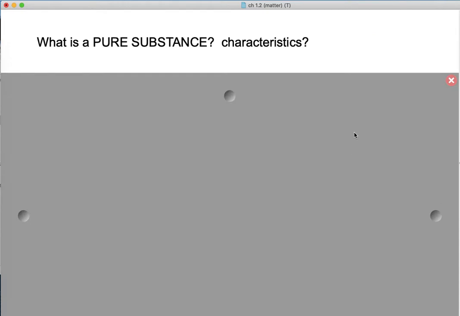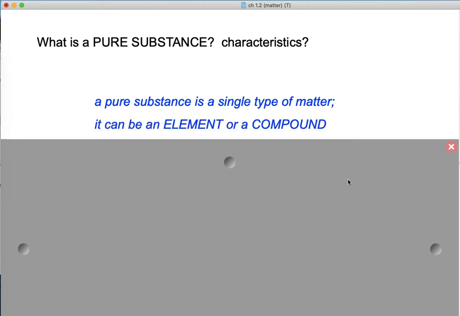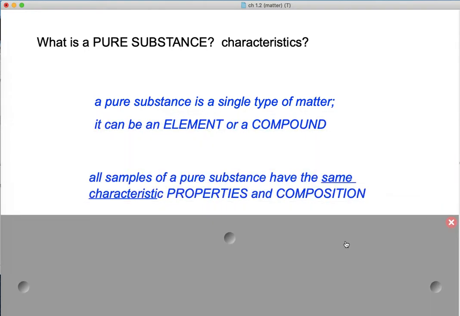Now, let's talk about substances. A pure substance is a single type of matter, and it can either be an element or a compound. And here's the crucial description of a pure substance. All samples of a pure substance have exact same characteristic properties and composition.